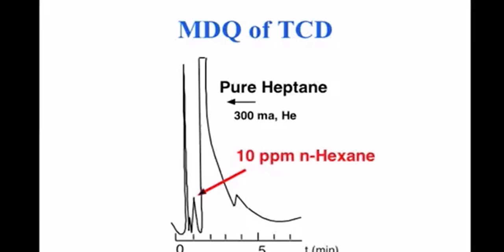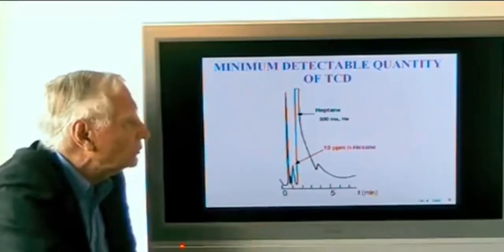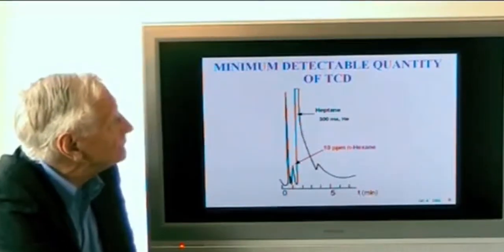Big advantage of TCD, it is universal. It can measure anything except the carrier gas itself, and helium cannot be used to measure hydrogen quantitatively. That's a special problem to be discussed later.